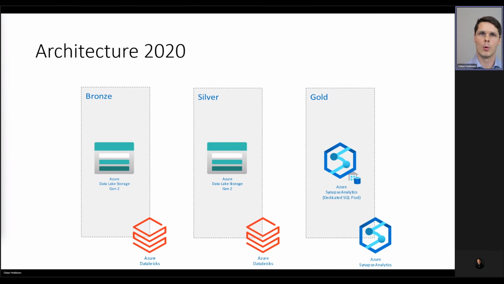However, there are multiple ways of thinking about this and the data lakehouse concept as a whole.